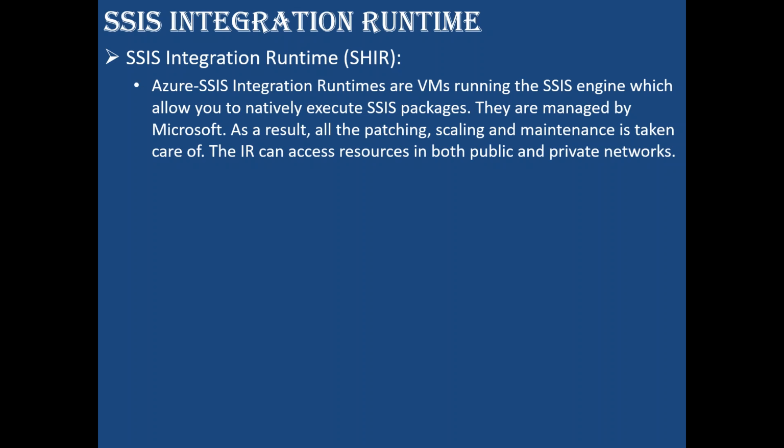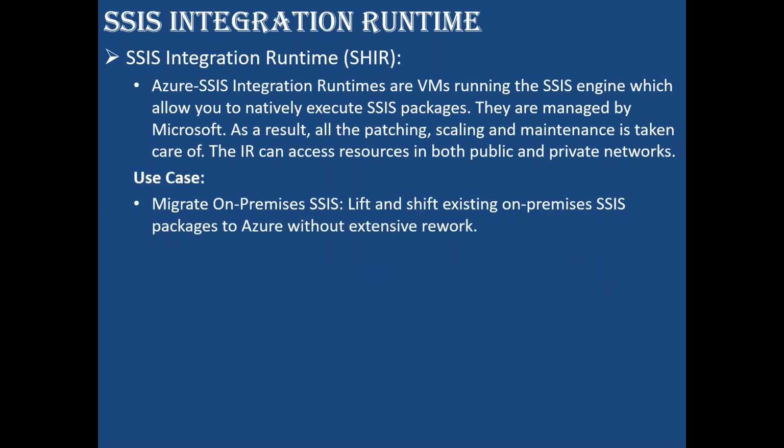As a result, all the patching, scaling, maintenance is taken care of, and the IR can access resources in both public and private networks, because within the SSIS IR we can choose whether we need a self-hosted IR or Azure IR. That's why it can access the resources in both public and private networks. Use cases: it is used to migrate on-premise SSIS packages, like lift and shift existing on-premise SSIS packages to Azure extensively without rework.